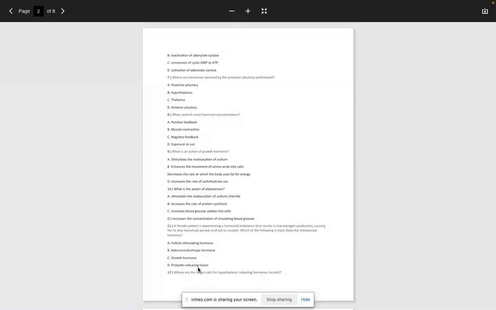A female patient is experiencing a hormonal imbalance that results in low estrogen production, causing her to skip menstrual periods and to not ovulate. Which of the following is the most likely imbalanced hormone? So she's got low estrogen. As a result, what's elevated? GnRH would be on there, right? FSH. Who said that? Yes, FSH, right? Both as a result, right? GnRH would rise, which would cause an increase in FSH. So I wouldn't put both of those on the exam, though.